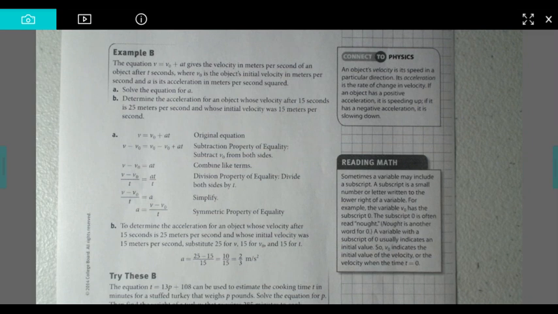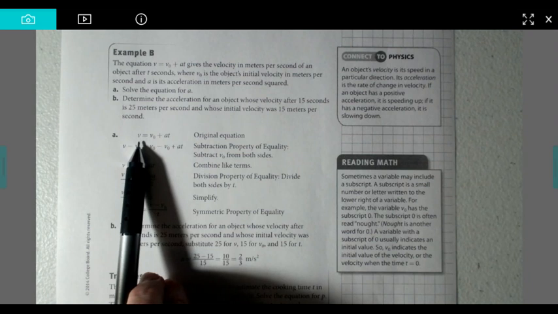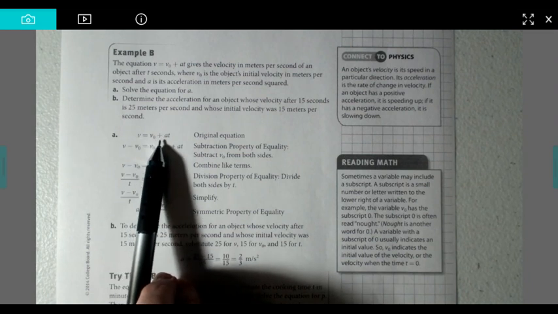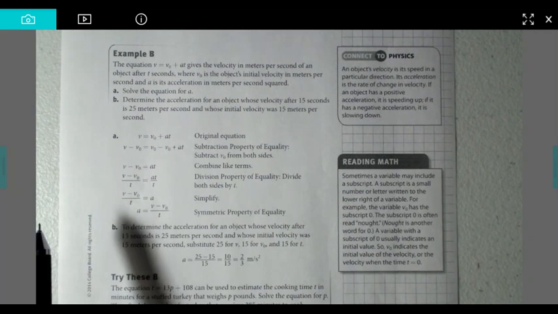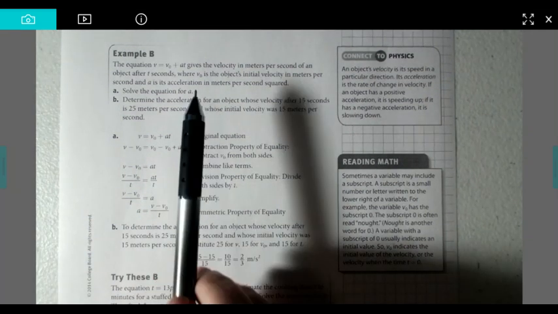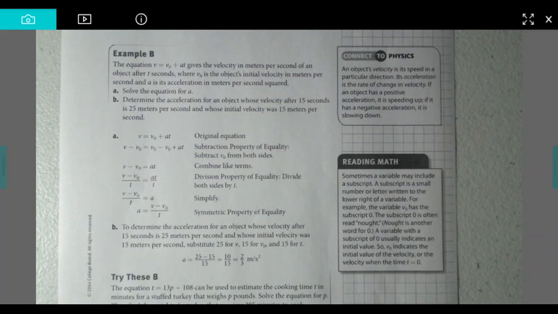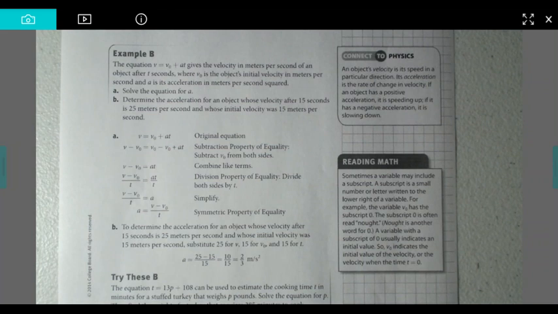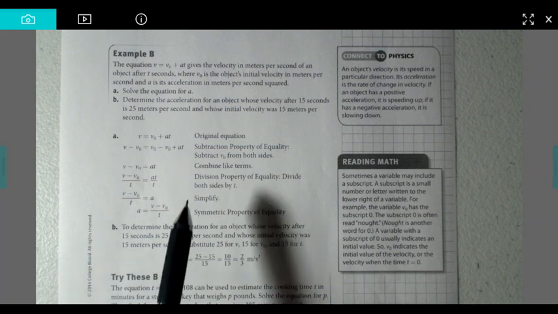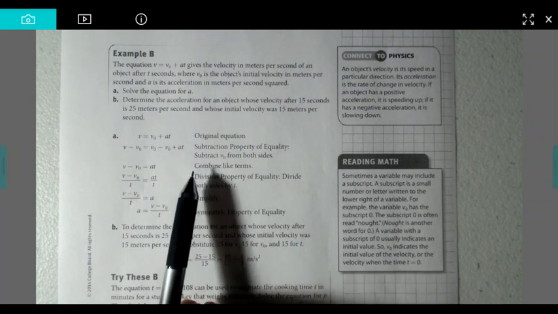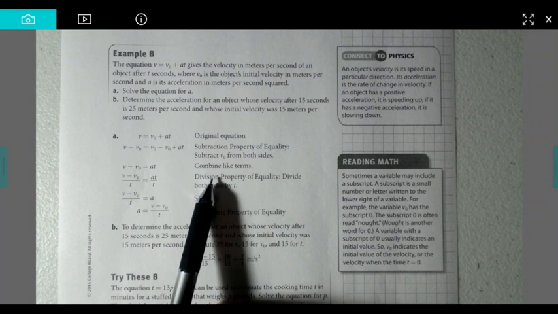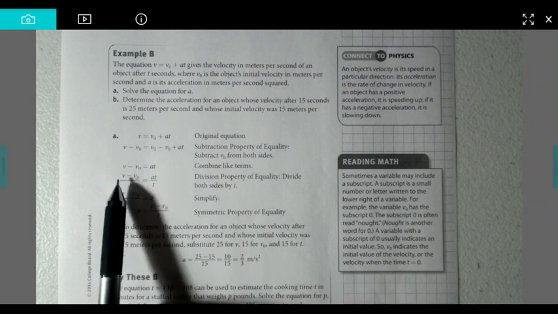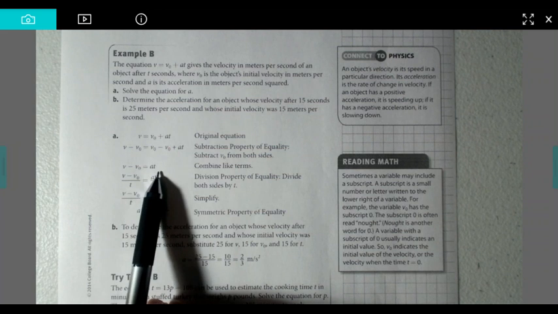Part A starts with the original equation, V equals V naught plus AT. Since it's asking us to solve for A, the first thing we want to do is isolate our A term. So we are going to subtract V naught from both sides. Now, please know there's a difference between V and V naught. I cannot treat those as like terms because they are not actually the same. So we use the subtraction property, subtracting V naught from both sides, and we combine like terms. So I have V minus V naught equals AT.